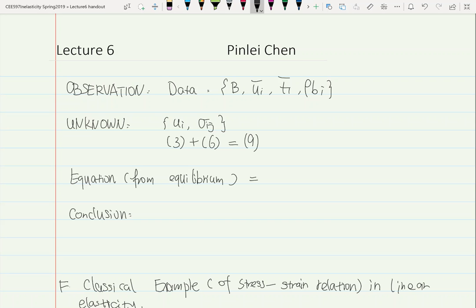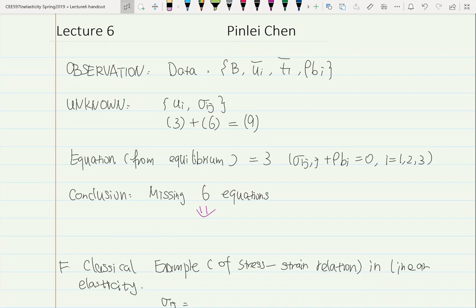And then the equations we have now are the governing system of equations, basically just the equilibrium equations. In total we have 3, because we have sigma ij,j plus rho b_i equals 0, and i takes 1 to 3, right? So in total, we have 3. The conclusion is that the difference between the unknowns and the equations that we have is actually 6. So we are missing 6 equations to solve all the unknowns, because for each unknown we need 1 equation to solve it, right? Okay, so how are we going to fill in the hole or make it up? That will be through the constitutive equations.